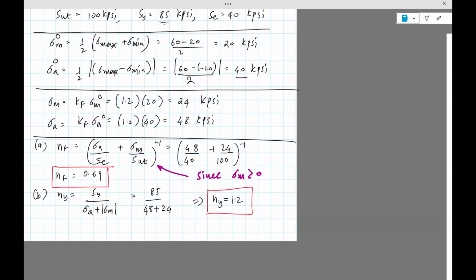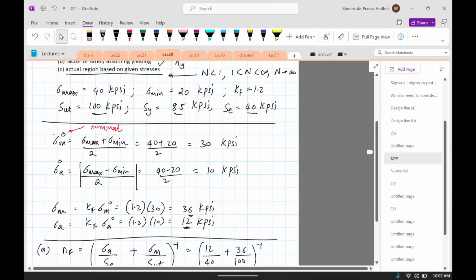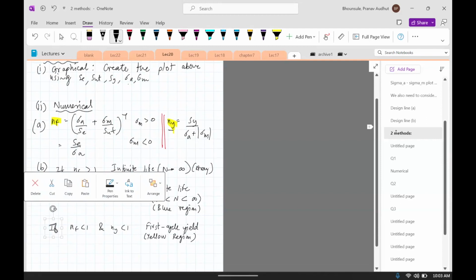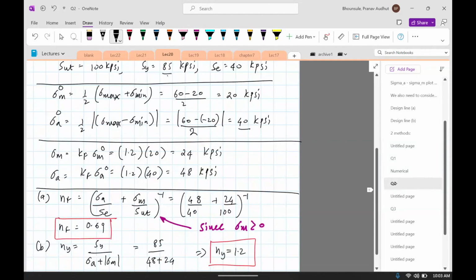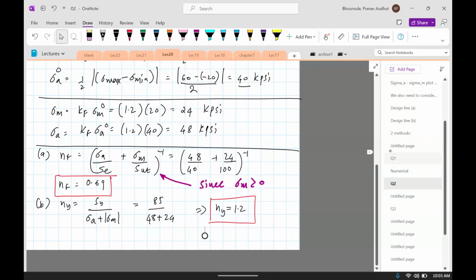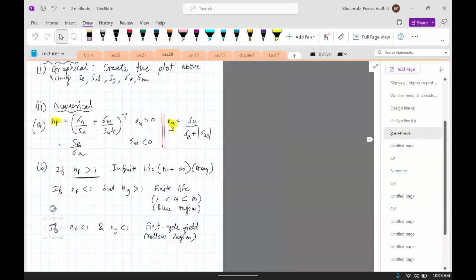Okay, so last part, we have two methods of doing this. Method one is the graphical, we'll do the numerical one. That's easier because we've already computed NF and NY. So we have to see which of these three cases are true. We notice that NF is 0.69, NY is 1.2. So if you go back, we see that we have NF is less than 1 and NY is greater than 1. So it has to be finite life.